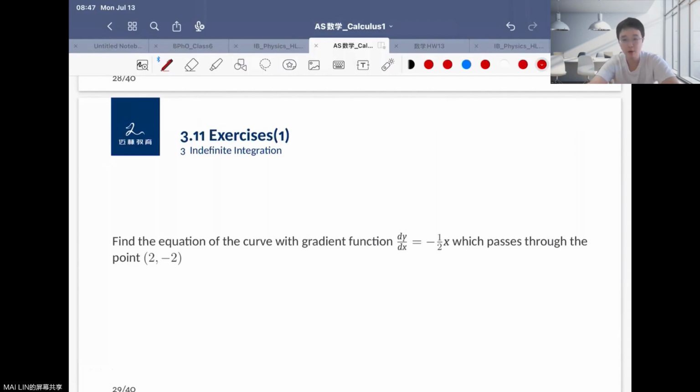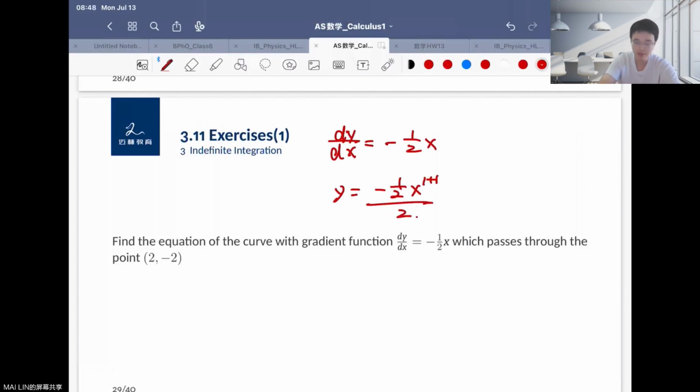Here dy over dx, the differentiation of y, is negative a half x, right? For this problem, we first make the power of x, 1 plus 1, right? So dy over dx is negative half x. So y equals negative half x with the power 1 plus 1, that is the power added with 1, and then divided by the new power, that is over 2, right? So the value here is negative 1/4 times x squared. Also remember that because it's indefinite integration, we have to add the c after it, because it's a family of functions, right?